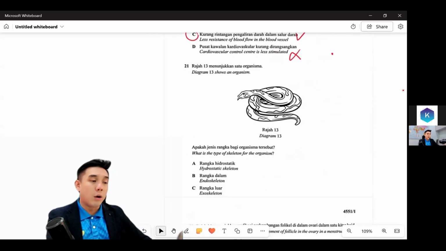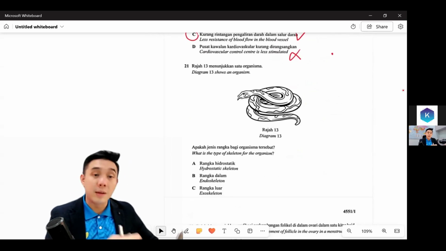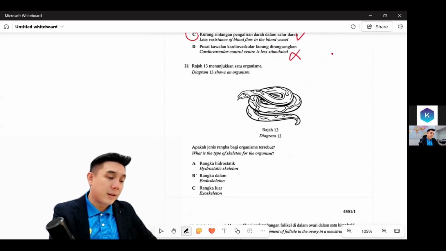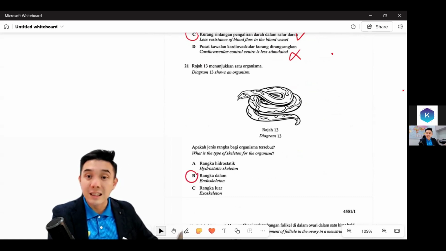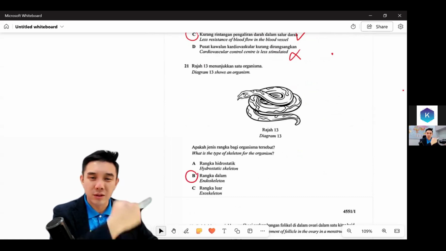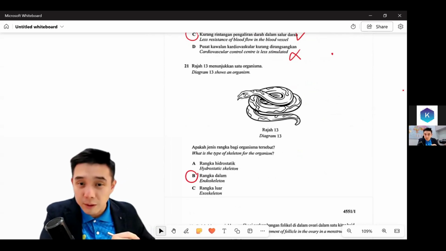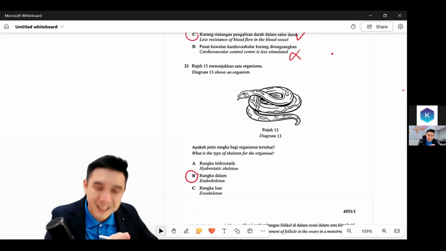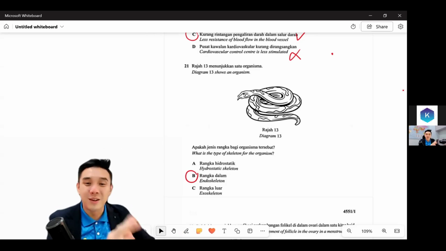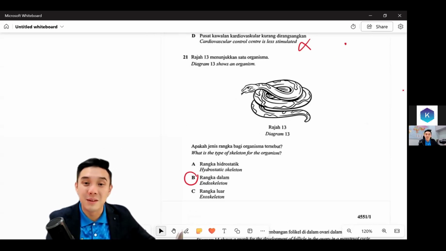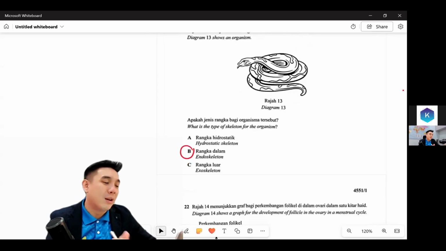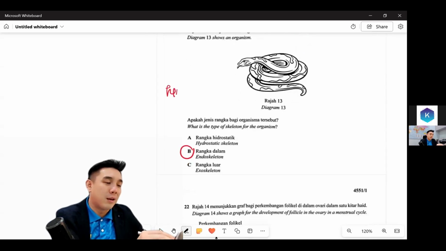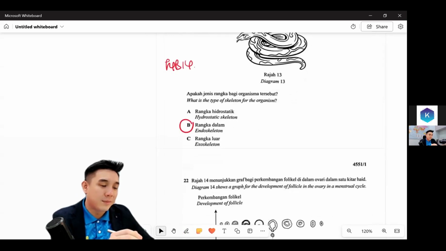Guys, 21, the diagram shows an organism. It shows a snake, and snake has an endoskeleton. Yeah, guys, if you do not know, you can watch. There's a video I always show my students, whereby Gordon Ramsay goes to Vietnam to eat snake. You can watch. You just type Gordon Ramsay Vietnam. I think it'll pop up. Okay, 21B. Okay, from Form 4 Chapter 14.